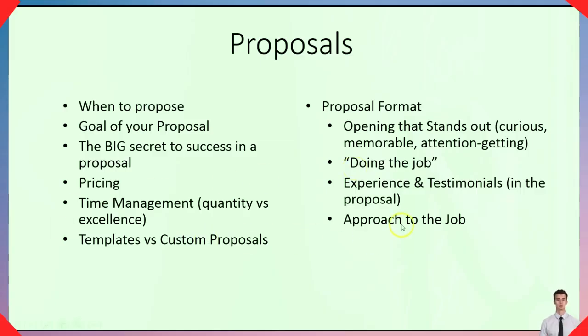So then I talk about my approach to the job. Now this is different. Approach to the job is different than doing the job. Doing the job is where you really want to get into the nitty gritty of the actual work. The approach to the job can be more of an outline. So if I'm going to be doing a marketing plan for someone, I'll list out, here's my 10 steps to a marketing plan. It's more generic, but it also explains my approach to the job.